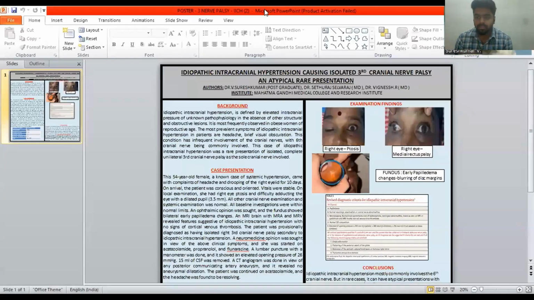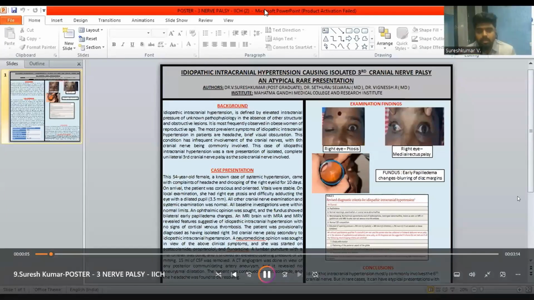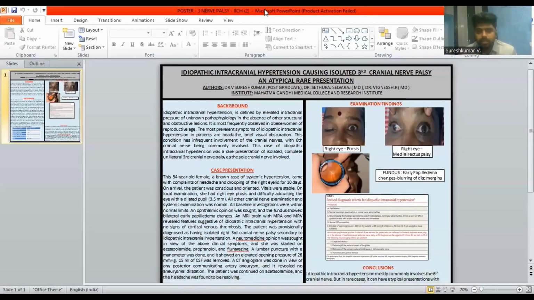Good afternoon to one and all present here. I'm going to present an e-poster on idiopathic intracranial hypertension causing isolated third cranial nerve palsy. It is one of the atypical rare presentations. I am Dr. Suresh Kumar, currently a postgraduate from Mahatma Gandhi Medical College Hospital.